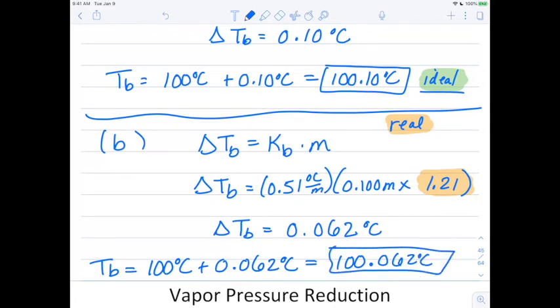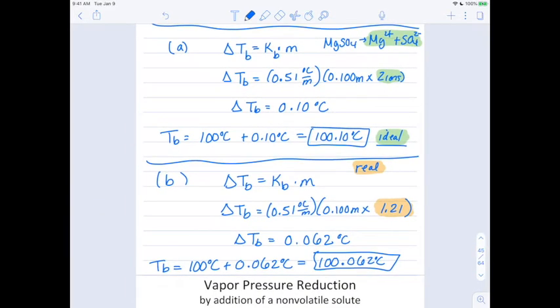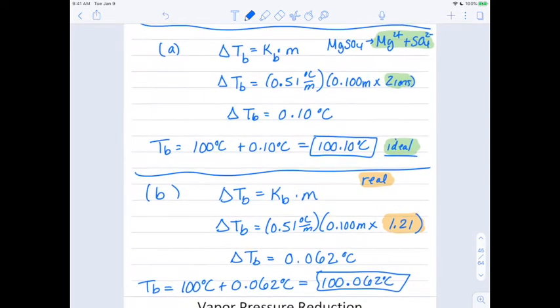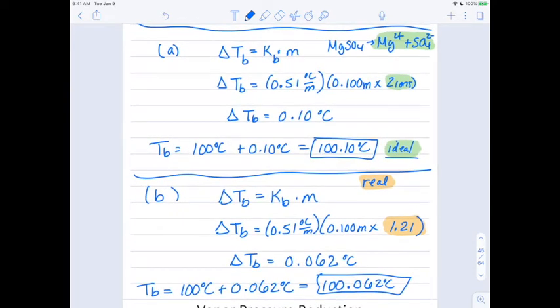So it is similar, but not exactly the same. It's similar enough that for most calculations, the ideal is just fine, but if you need to know very detailed, depending on what experiment you're doing, then you might have to go over to a real solution. So any questions on what we did here and why the real and the ideal are different and how they're different?